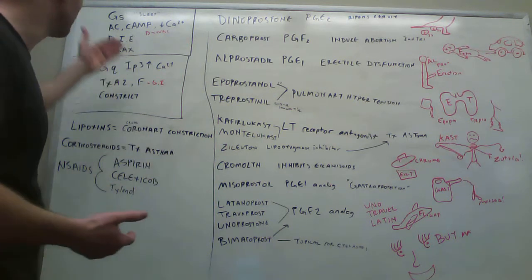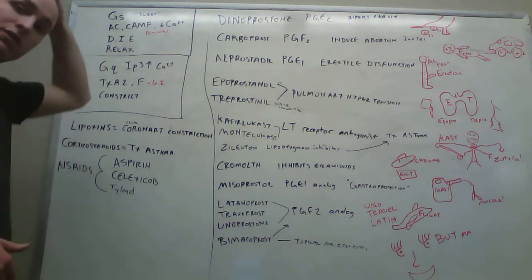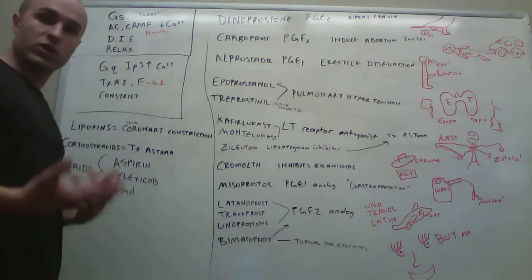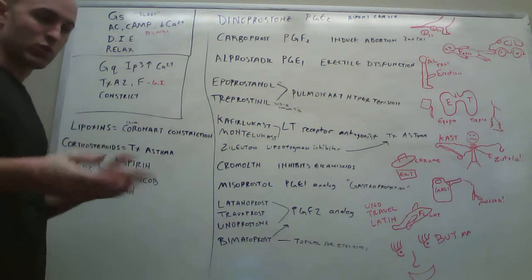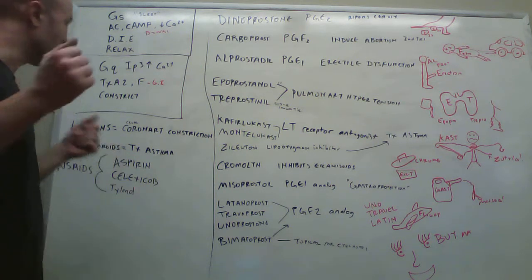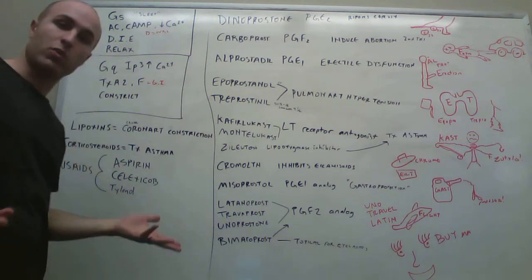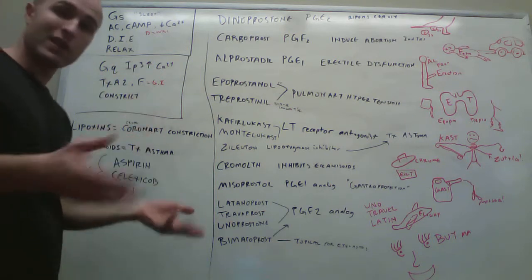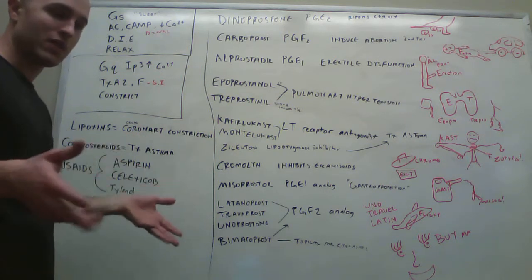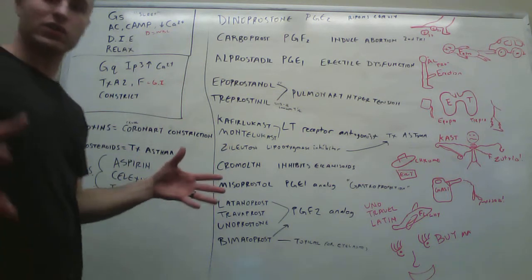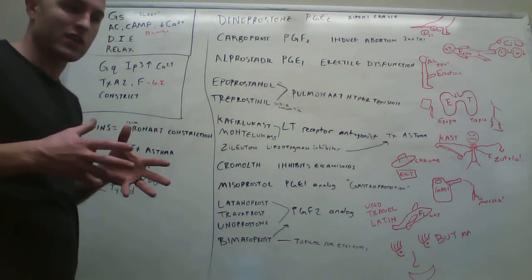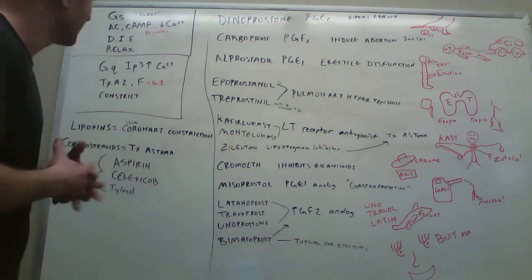So now that you know those two things, GS and GQ, if you know which prostaglandin or thromboxane is GS and which is GQ, then you know pretty much what it does. If it's GS, it's going to relax something, or it's going to inhibit things from being aggravated. And if it's GQ, then it's going to constrict things, and it's going to cause things to aggregate, like platelets.